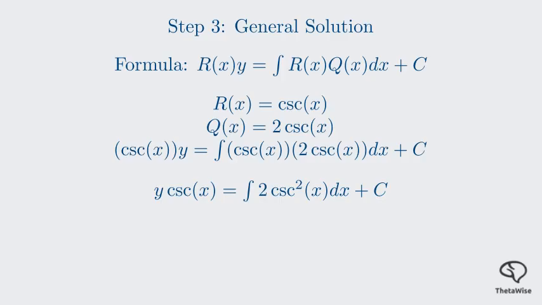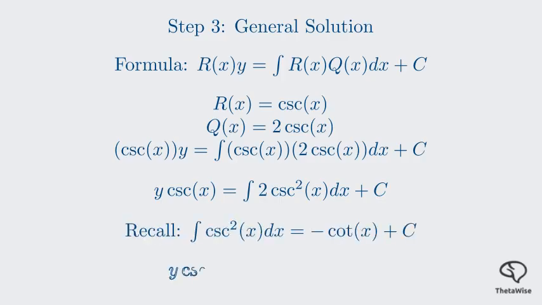Remember, the co-functions often have a negative sign in their integrals. Therefore, the integral of 2 cosecant squared x is negative 2 cotangent x. Our equation is now y cosecant x equals negative 2 cotangent x plus c. We have successfully solved the integral. This equation right here with the constant c is the general solution. It represents a family of curves that all satisfy our original differential equation.